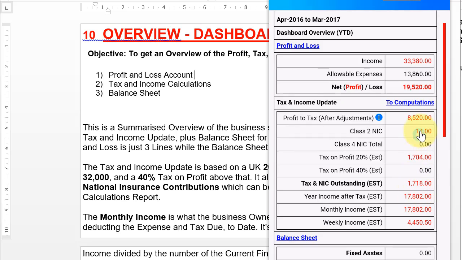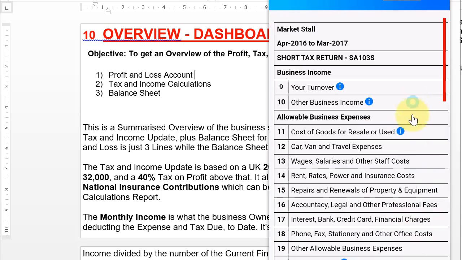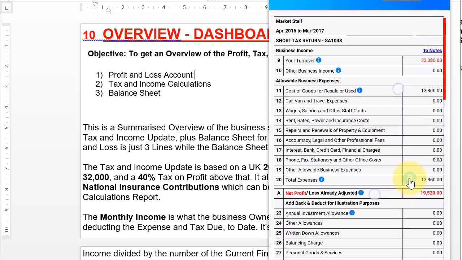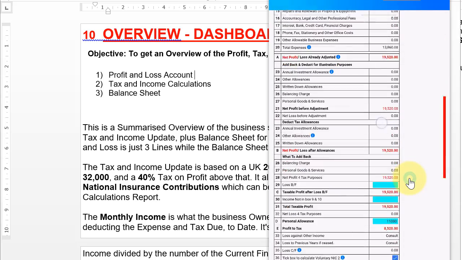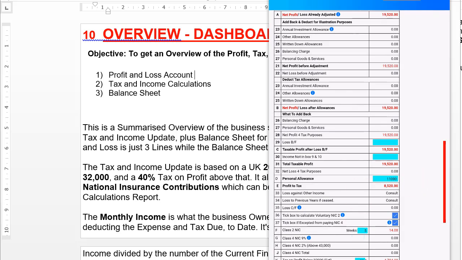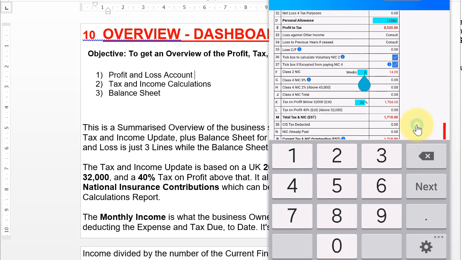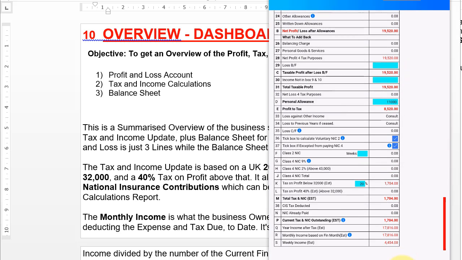But generally speaking, we've got the net profit, we've got class 2 NIC. Now class 4 NIC has been disabled. Let's see how to do that on this computations page. On this computations page, when we remove the weeks and we put it at a 0, then no class 2 NIC will be computed, so they'll all be 0. And now let's go back to the report we're looking at.